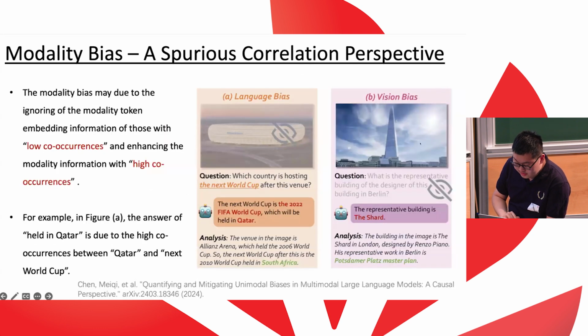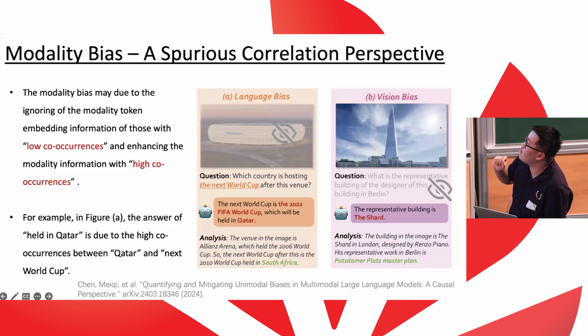And the last example would be in the modality bias. So this is in the multimodality large language models. You can see, we can focus on the first left figure. I ask a question: which country is hosting the next World Cup after this venue? And I provide a figure.